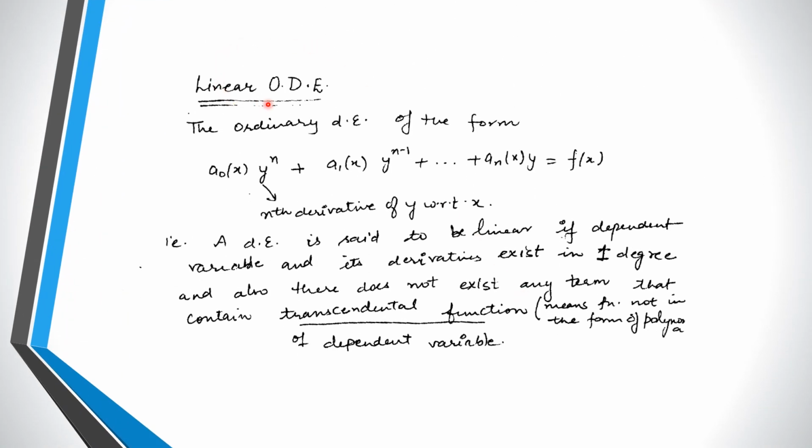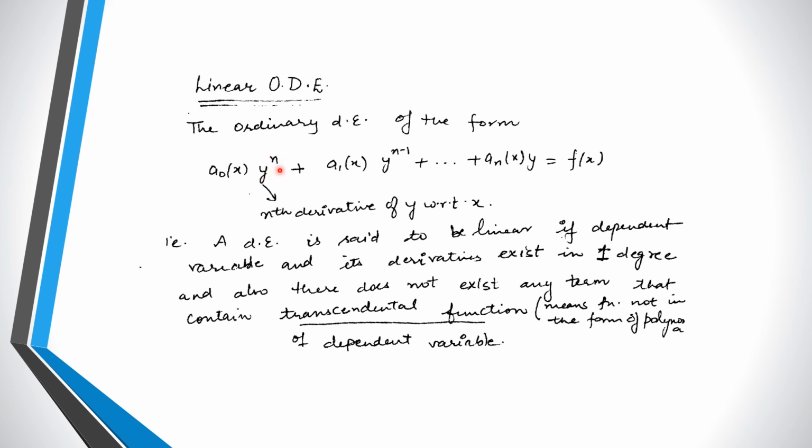Now what is the linear ordinary differential equation? You are given an ordinary differential equation having the variables x, y and its derivatives. This equation is said to be a linear ordinary differential equation if it is of this form. Here a0, a1 up to an are either constants or functions of x, where x is the independent variable and y depends on x.